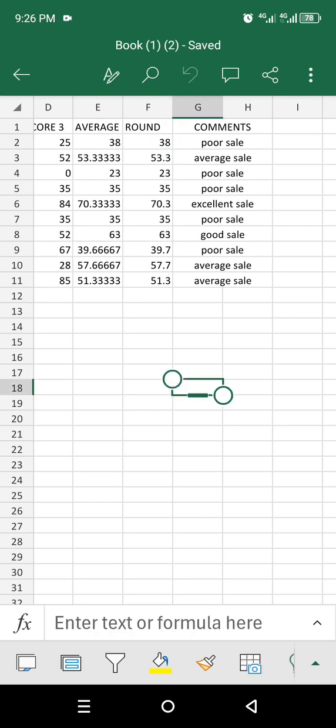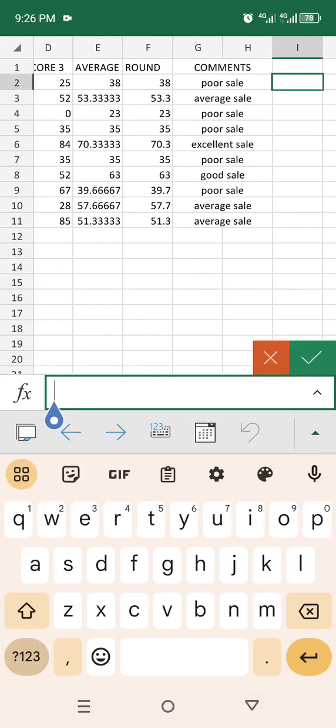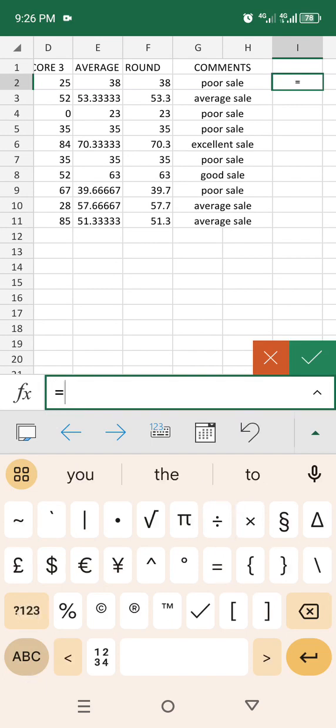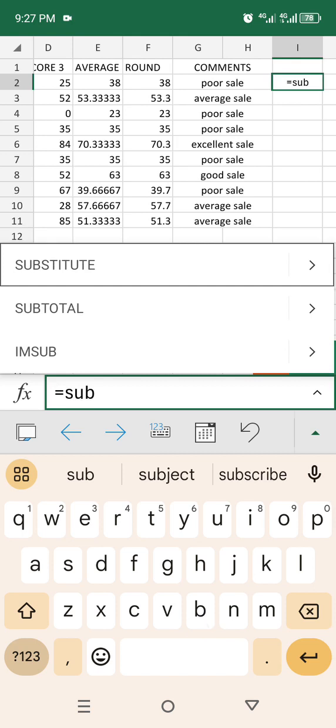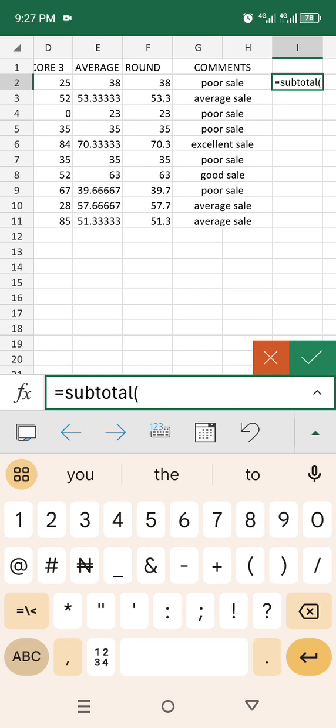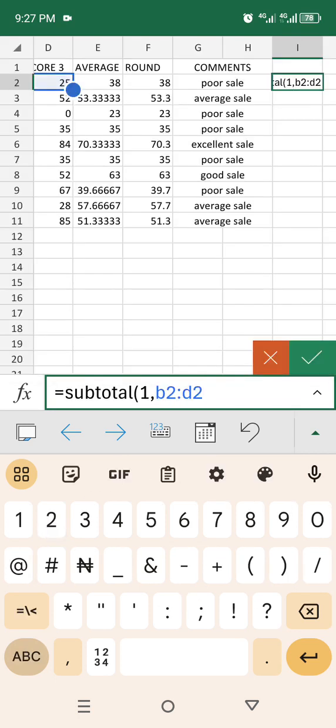Today, we'll be looking at what we call the subtotal and its function. Okay, let us look at this. If I type a formula like this, equal to subtotal, and I open my bracket, 1, comma, B2 ratio D2. This has always been our scores that we've been using.